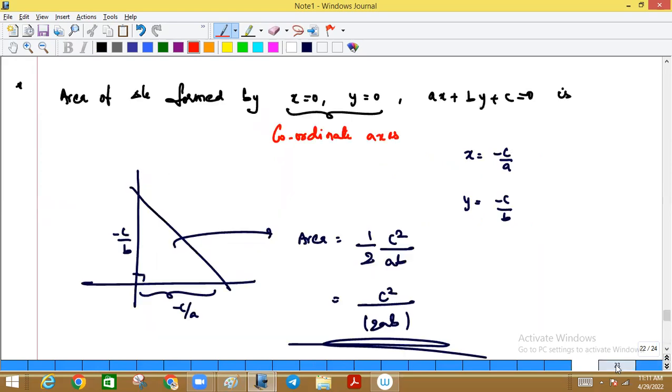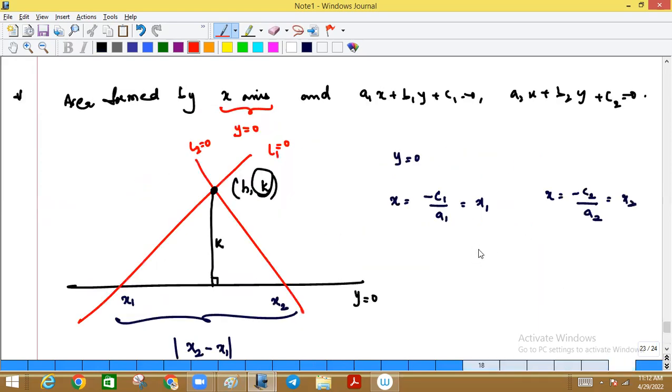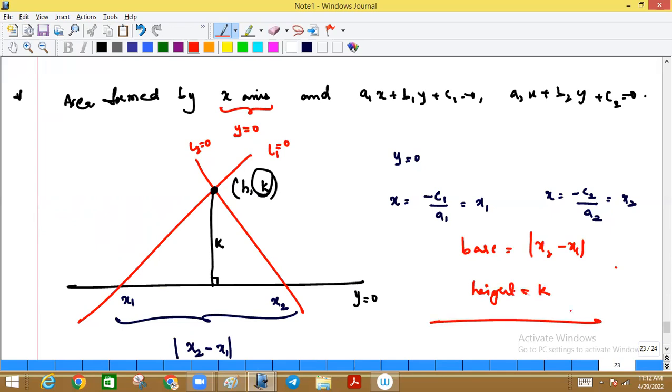h. Here, what is the base? Mod x2 minus x1. What is the height? Height is height. You'll also call it altitude. Altitude is the distance between the point and the x-axis. Distance between a point and the x-axis is given by what? Y coordinate. Here we are assuming the y coordinate as k. Is that clear?